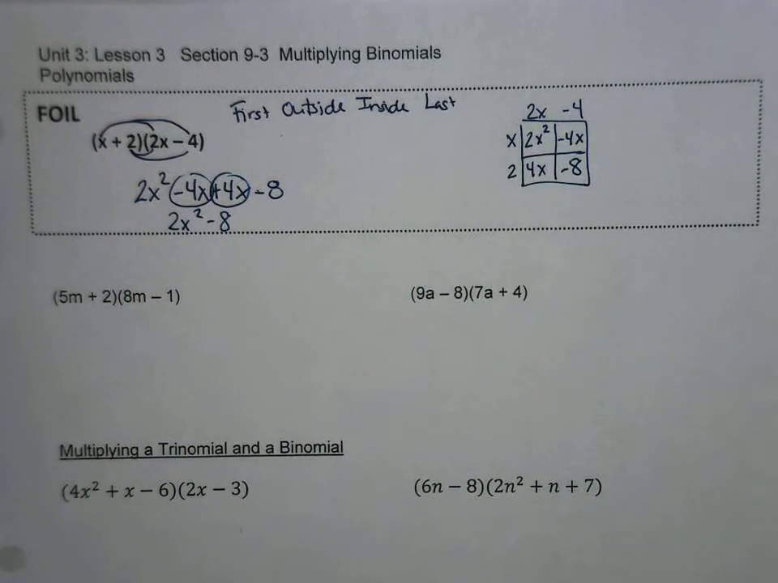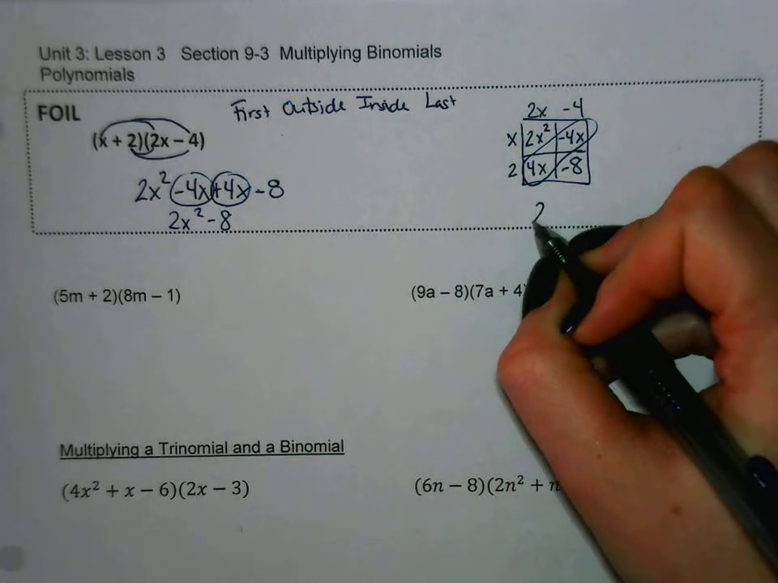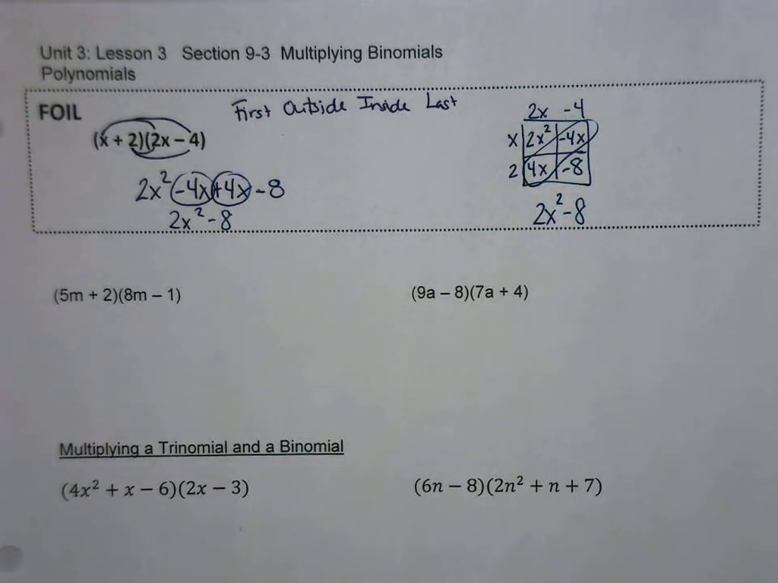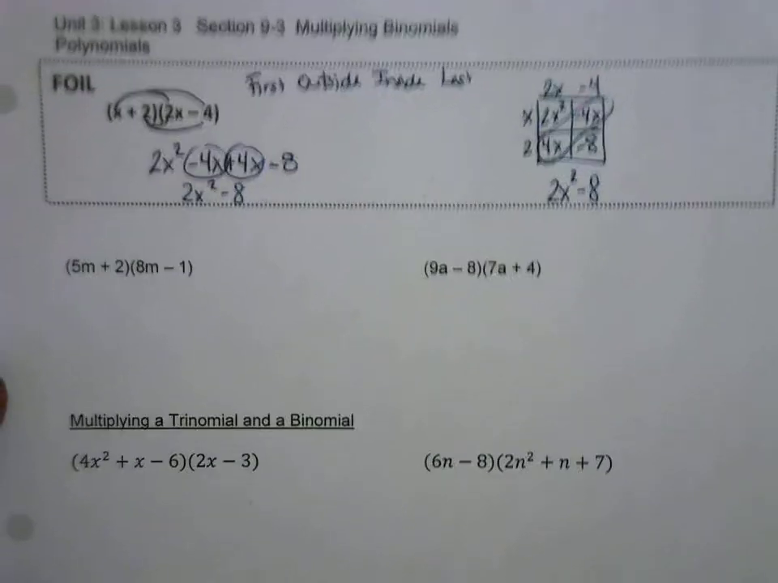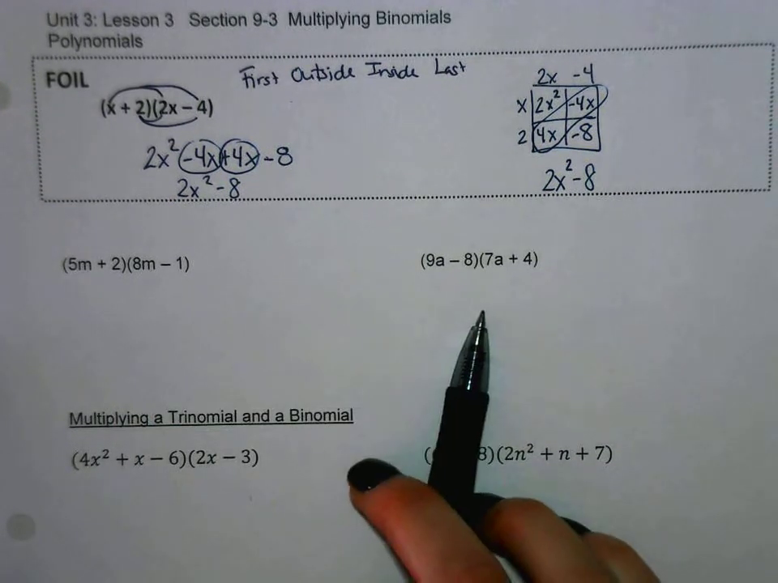So we can combine our like terms, which is 4x minus 4x, which is 0. So we're left with 2x squared minus 8. So those are the two different ways we can solve. So let's look at our example problems. I'll solve this first one using FOIL and this one using the box.